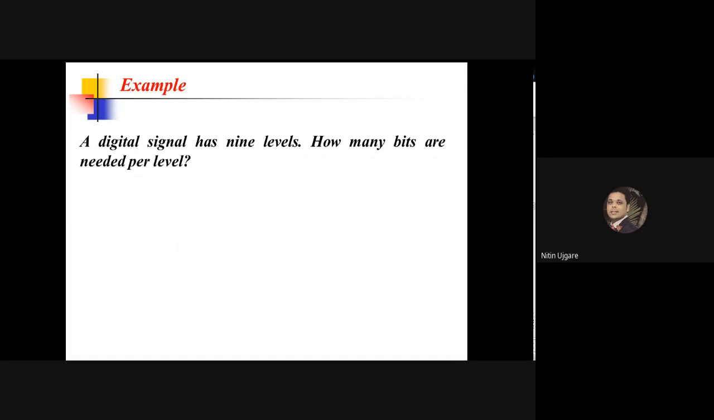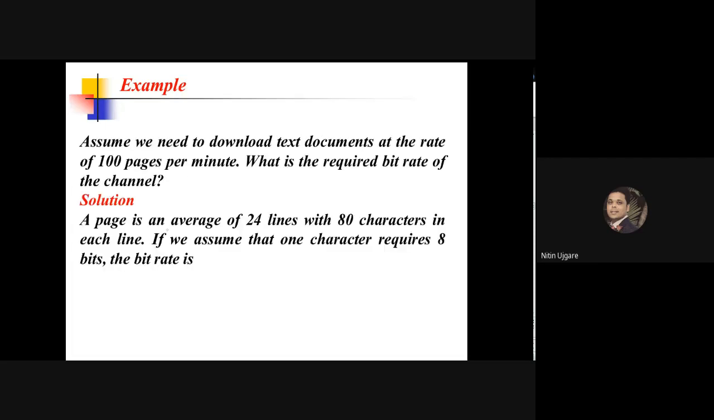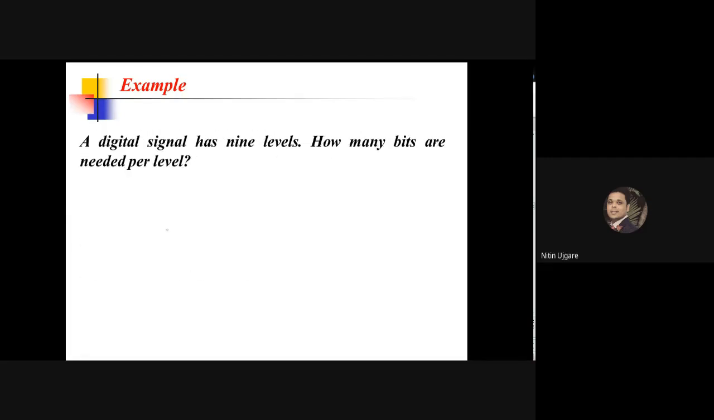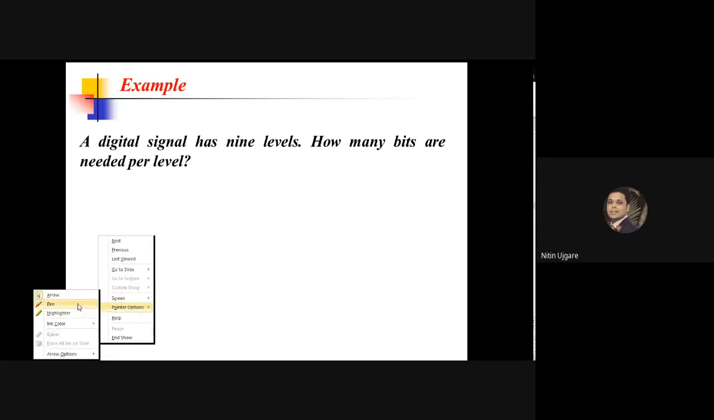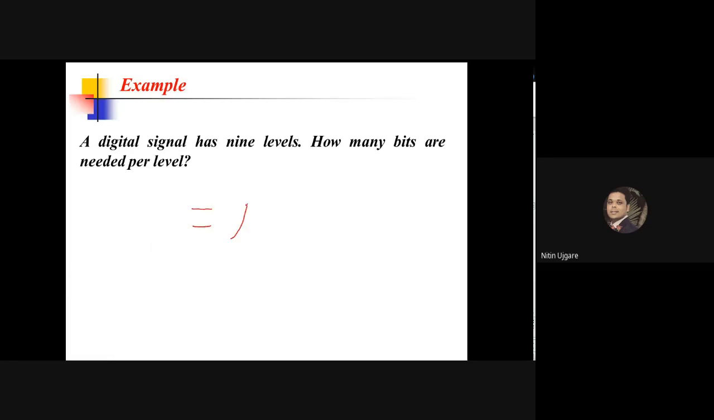Now in the same case, if a digital signal has 9 levels, then how many bits are needed per level? Can anybody please tell me now using this formula? If a digital signal has 9 levels, log base 2 of 9. So how many bits per level does it carry? If you calculate this term, then it will come to 3.17. But practically it is not possible.